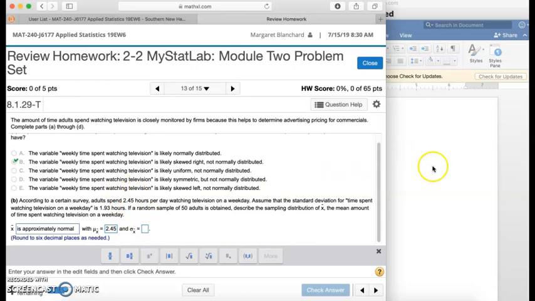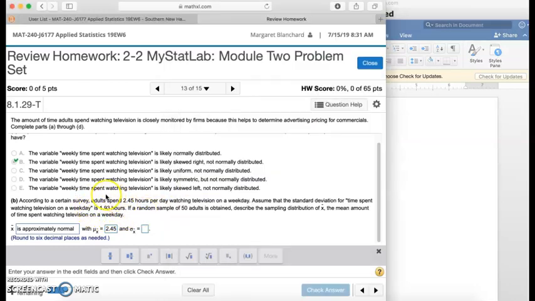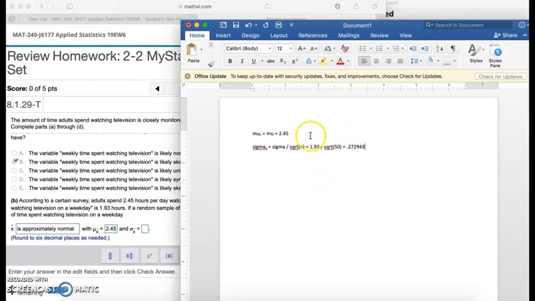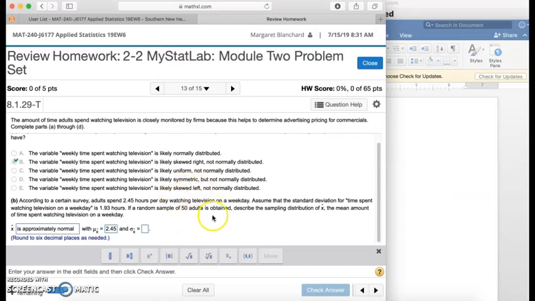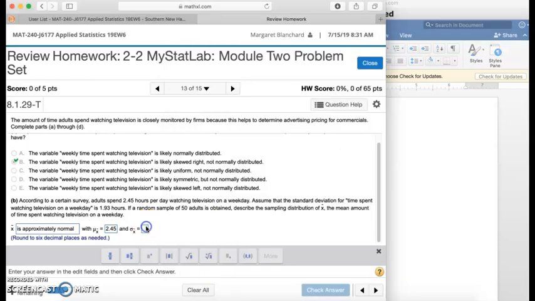And then our sigma X bar, let's go over here. Remember, sigma X bar, the standard deviation of the sample mean, is equal to the standard deviation, or sigma, of the population divided by the square root of n, the sample size. In this case, our population standard deviation, sigma, is 1.93, and the sample size is 50 adults. So that square root of n is the square root of 50. Once you put that in the calculator, you're going to get 0.272943. So let's go ahead and plug that in. Check answer.